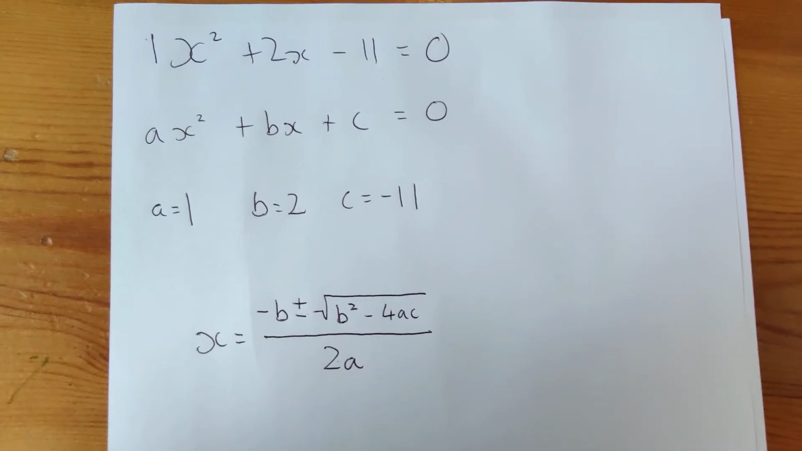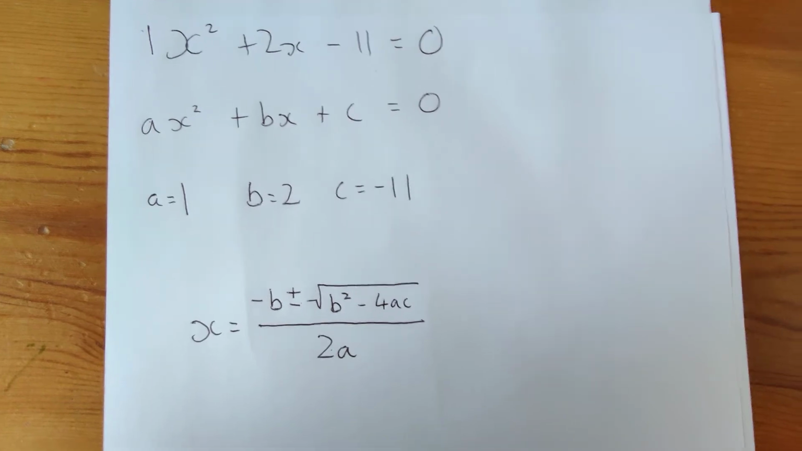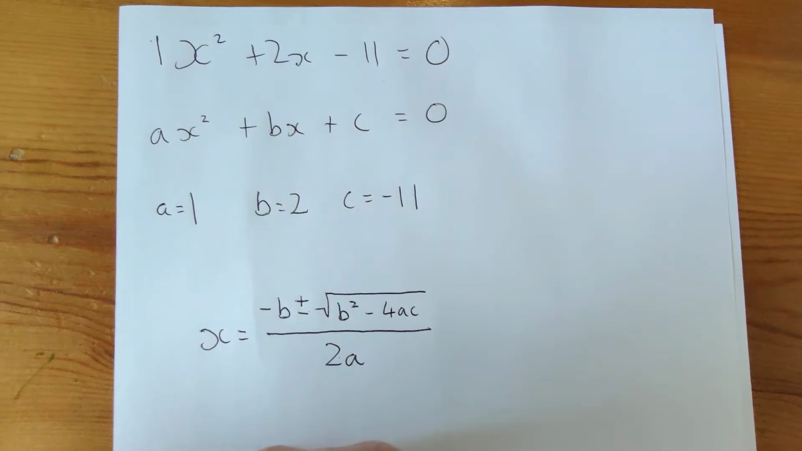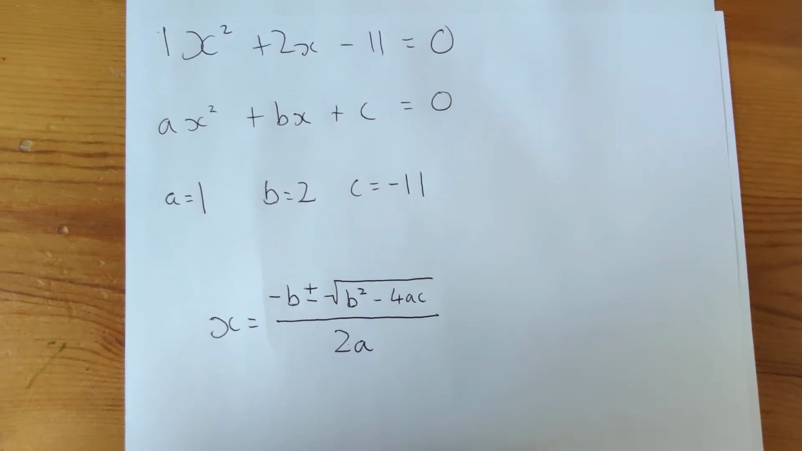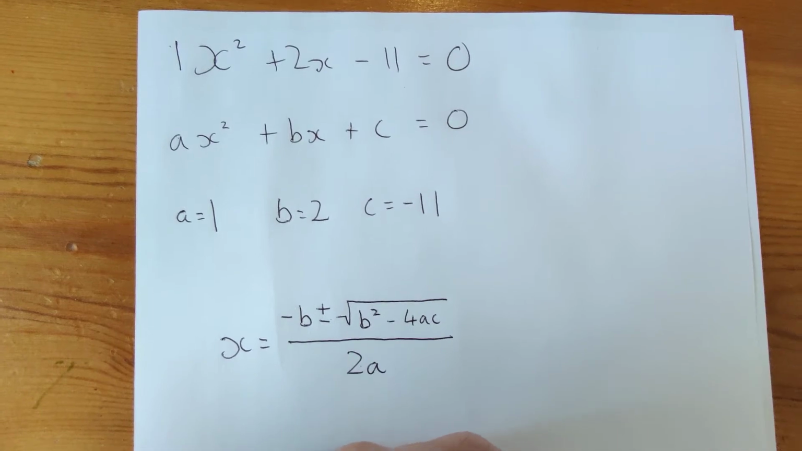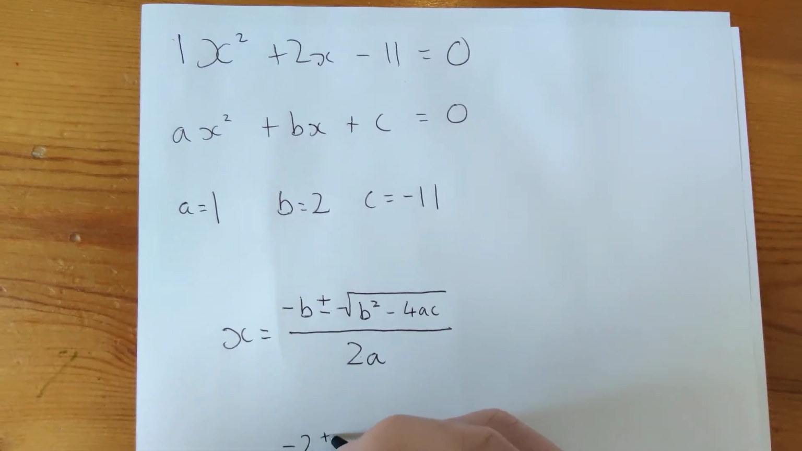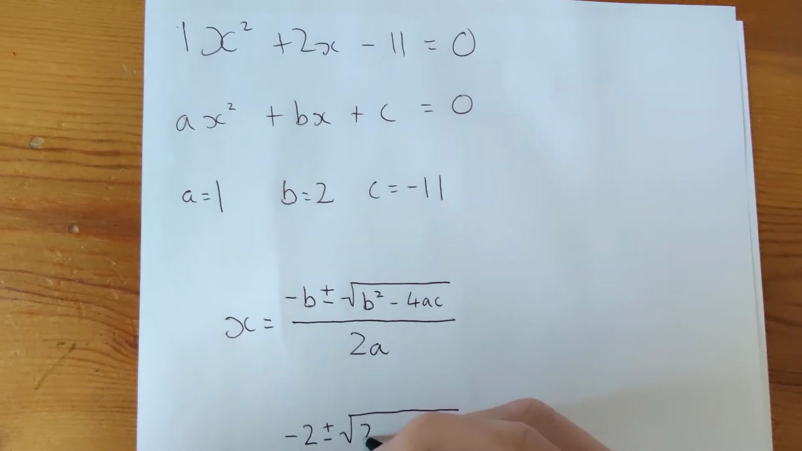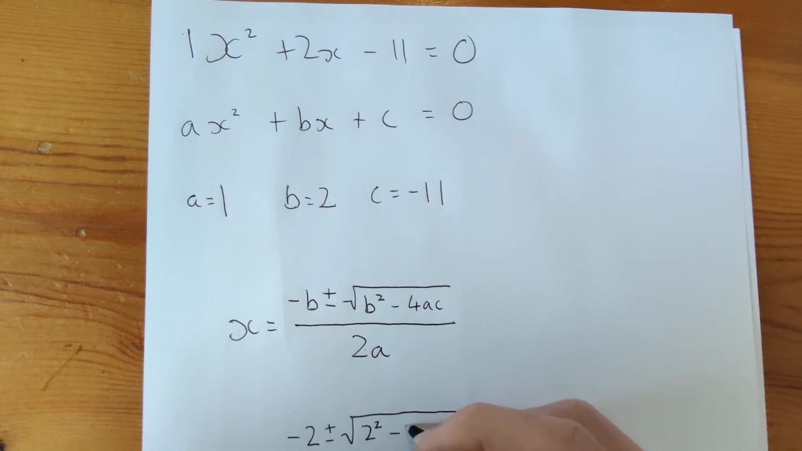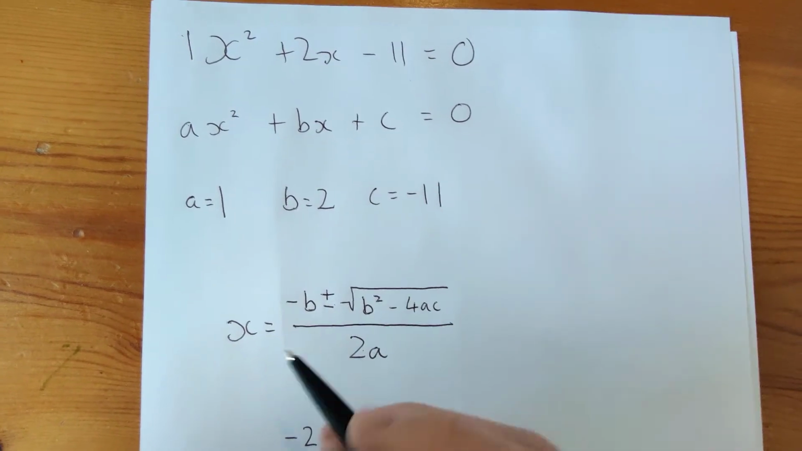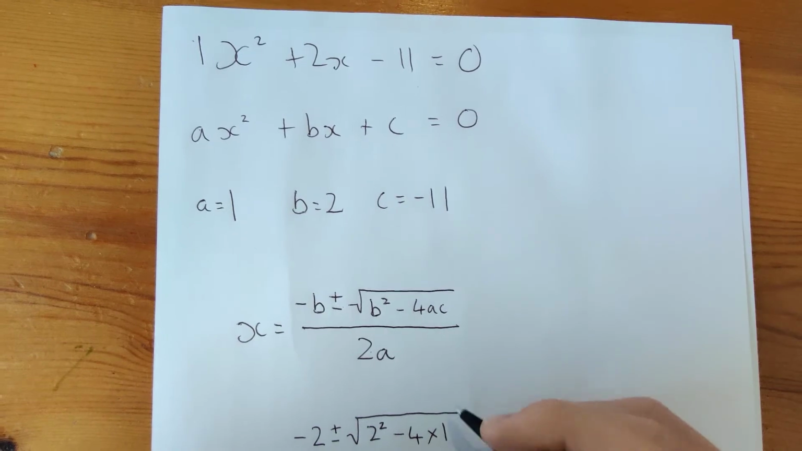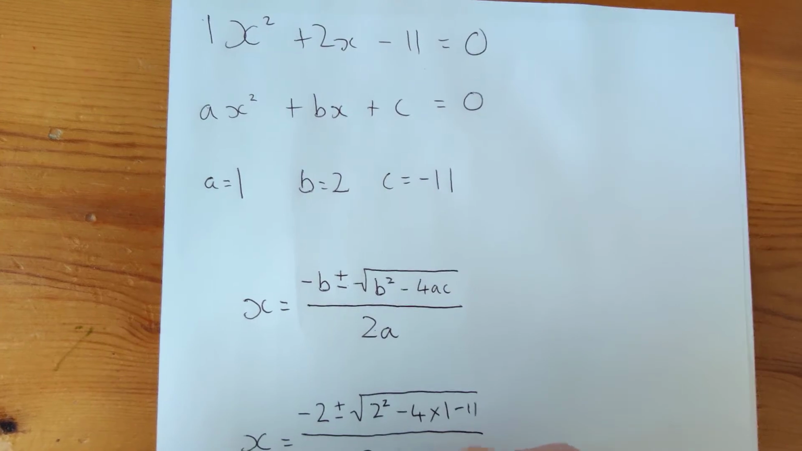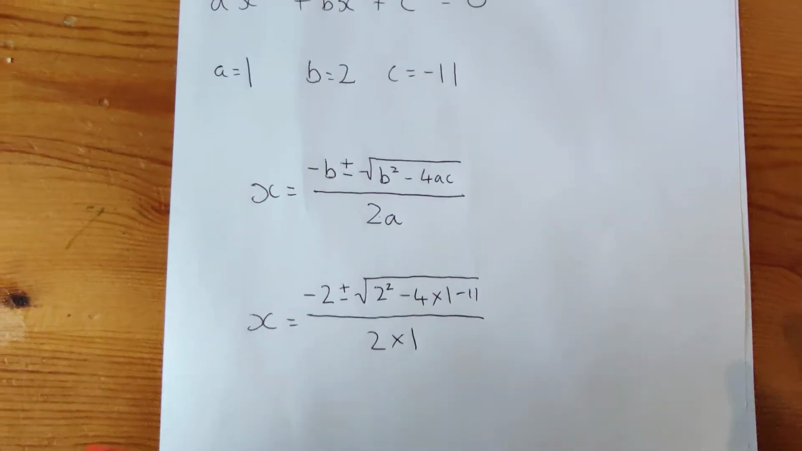I'm going to do 2 examples. On this first one, I'm going to show you how you do it with a calculator. If you've got it with a calculator, as I said, almost all the work's done. I'm going to substitute this in. X equals minus b, well, b is 2, so it's going to be minus 2, plus and minus the square root of b squared, well, that's going to be 2 squared, minus 4 times a, well, a is 1, times c is minus 11, over 2a, which is 2 times 1. And that's pretty much all the work I have to do.